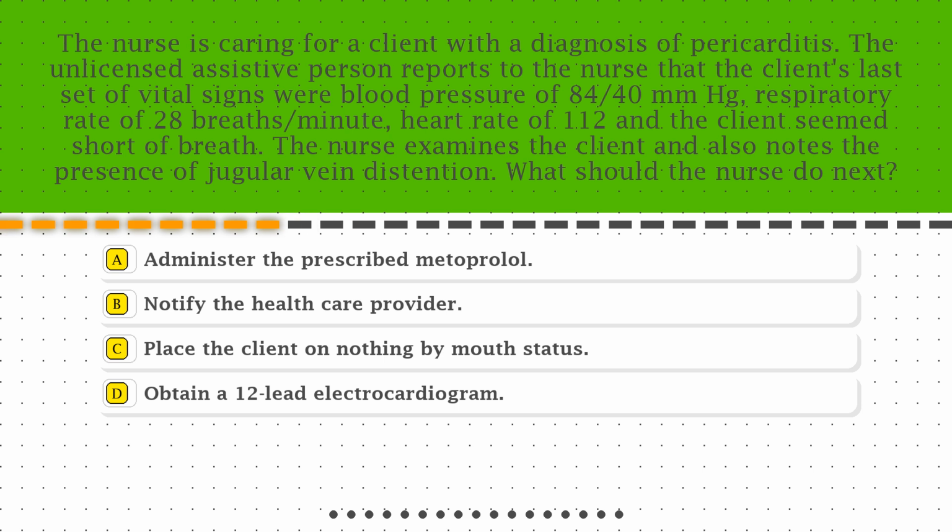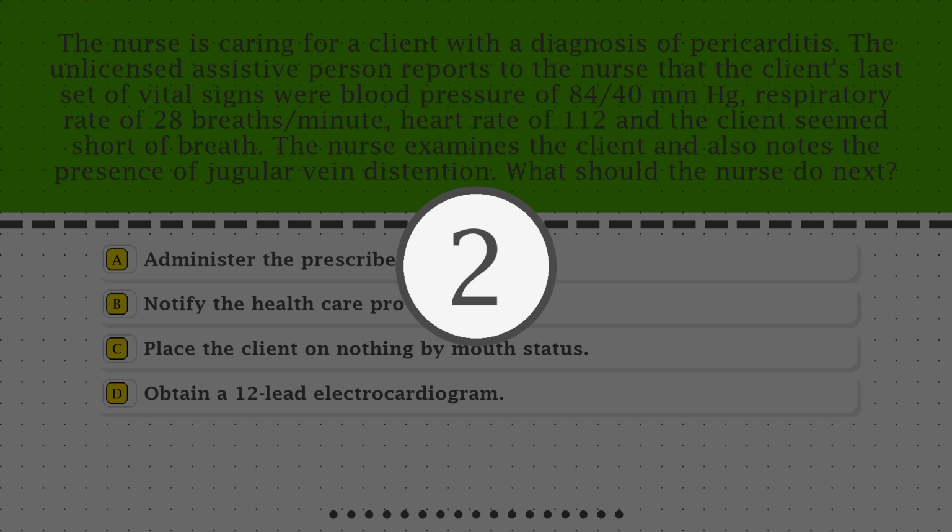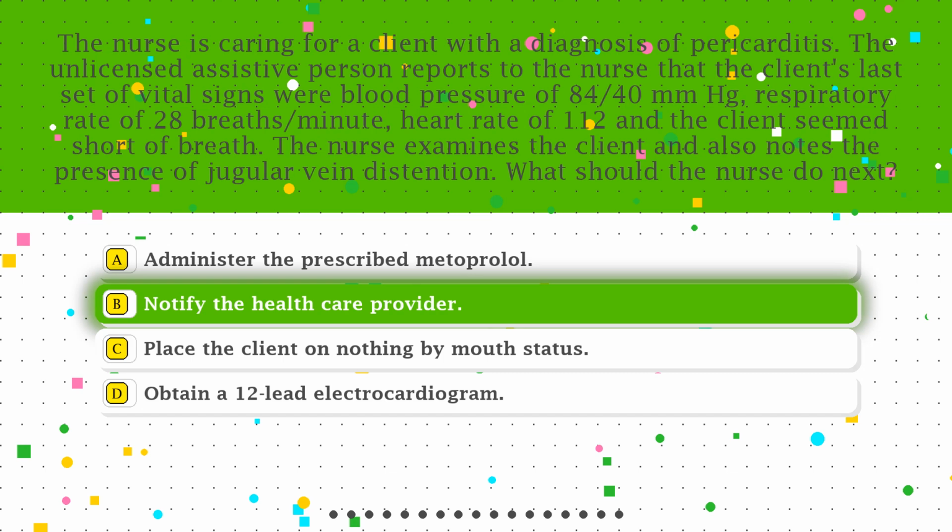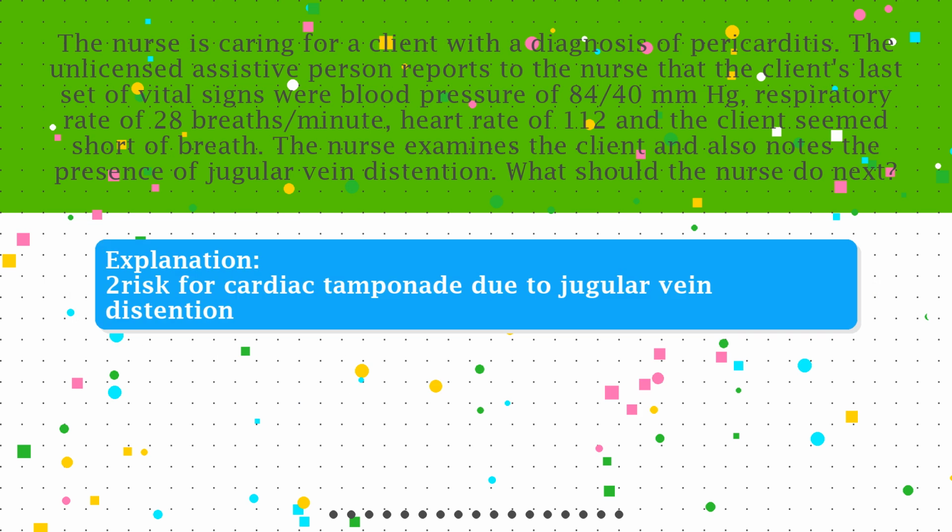Option A. Administer the prescribed metoprolol. Option B. Notify the healthcare provider. Option C. Place the client on nothing by mouth status. Option D. Obtain a 12-lead electrocardiogram. The correct answer is option B. Notify the healthcare provider. Risk for cardiac tamponade due to jugular vein distension.